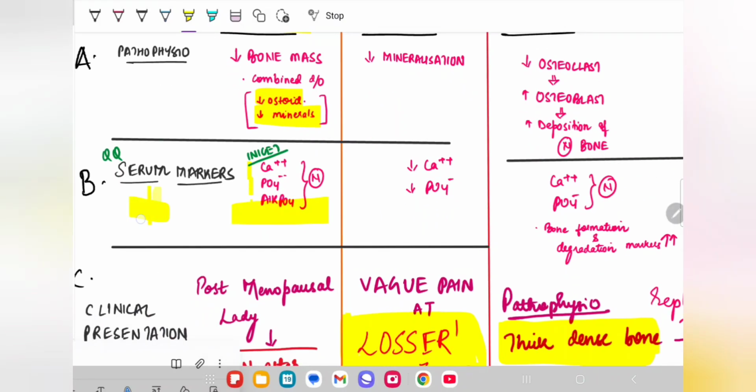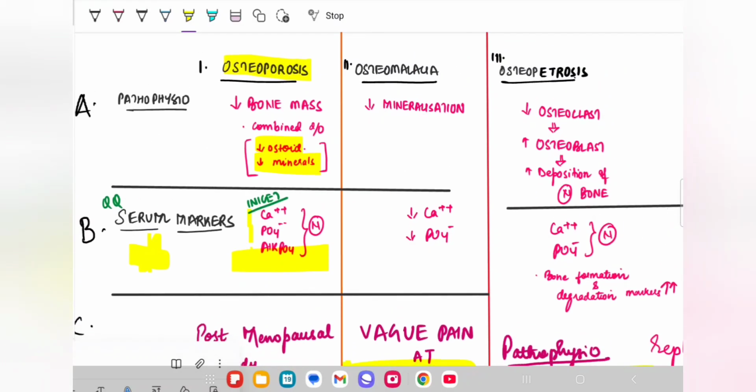This is a very important question. It was asked 2 to 3 times before and will be asked in the future. They'll say a 70-year-old postmenopausal female, after a trivial fall, suffered a vertebral fracture. What will be the most likely serum marker profile? They will give options like calcium elevated, phosphate elevated, or normal, or decreased levels. Very commonly we will take the option which has serum calcium low and phosphate low, but the answer is calcium and phosphate will be normal in case of osteoporosis. This is a very important point which we have to remember.